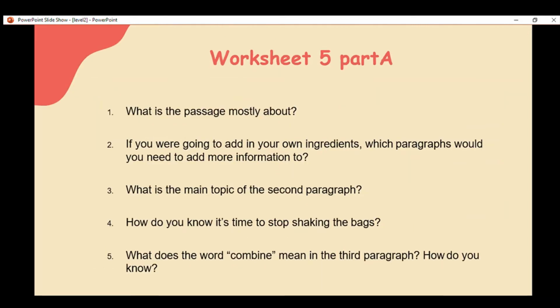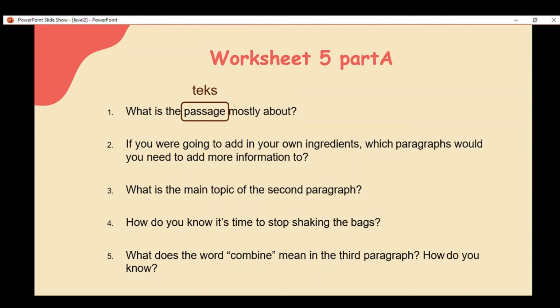If you are done reading the story or the text in this worksheet 5 part A, you need to look at the clue. For number 1, what is the passage mostly about? The clue here is the passage. Passage means text. So what is the text about? You can infer it if you are done reading it all.